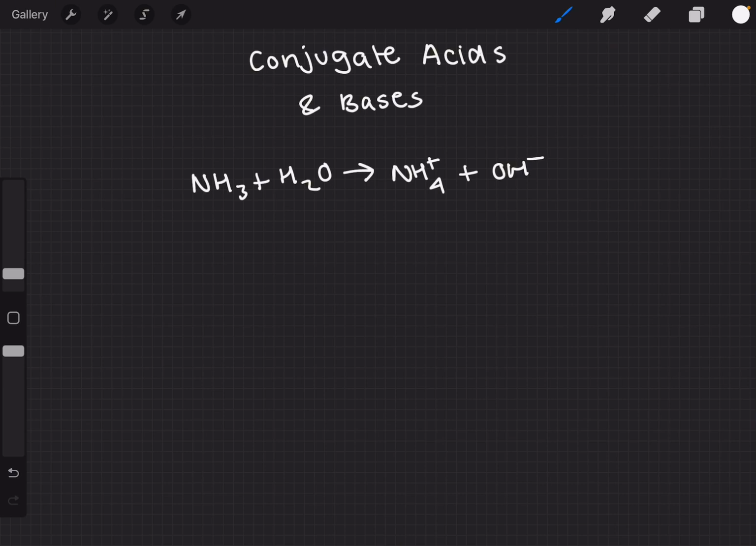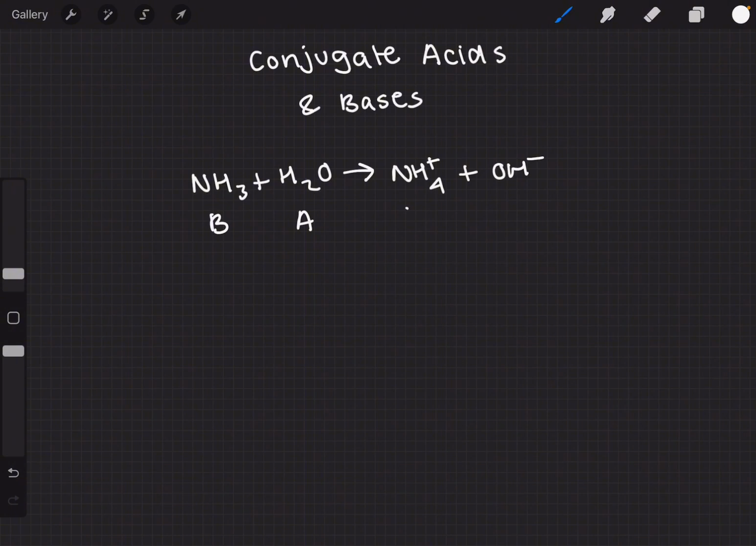So in this case, ammonia gained a proton from the water. So in this case, ammonia is a base, and then water is donating a proton. So in this case, water is an acid. And then we have our conjugate acids and bases on the product side. So ammonium is the conjugate acid, and then hydroxide is the conjugate base.